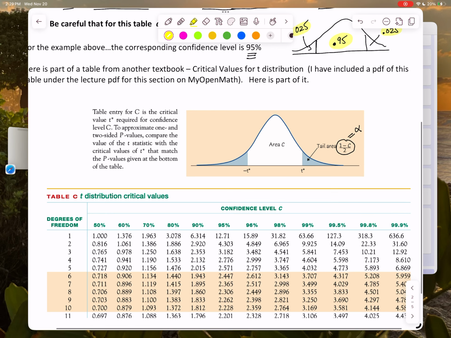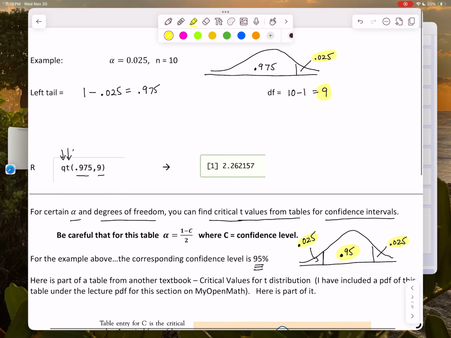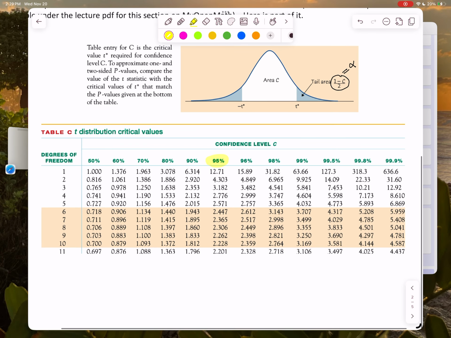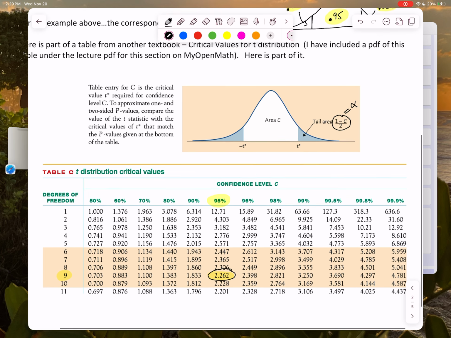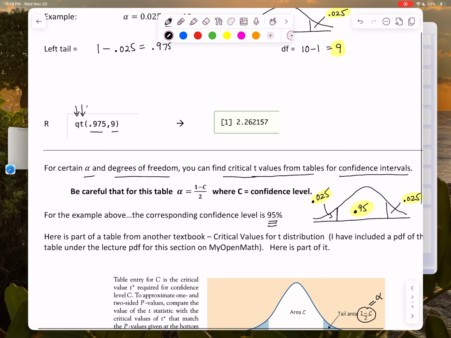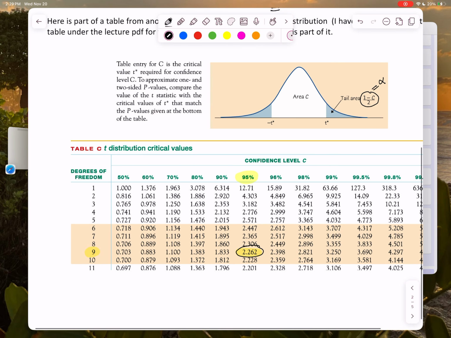So we've got 95% confidence level. The degree of freedom was 9, so go to row 9. And right here, do you see you get that 2.262? So you can read these things off directly from this table, or you can use R. This was using R, I got 2.262. Using the table, I got 2.262. So it's totally up to you.